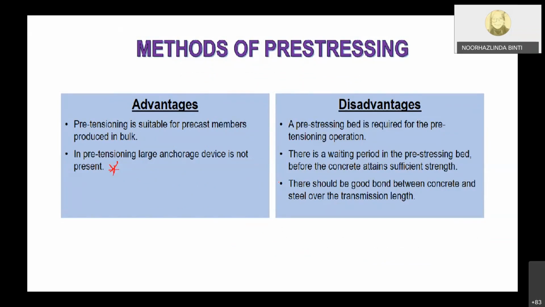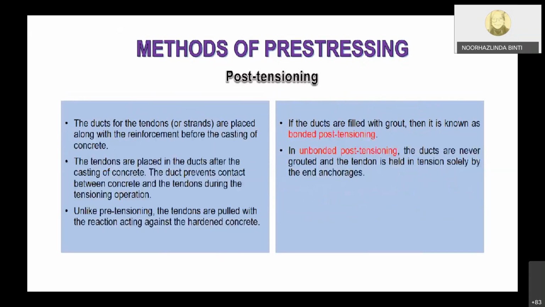Okay, disadvantages. A pre-stressing bed is required for the pre-tensioning operation. You need these things. There is a waiting period in the pre-stressing bed before the concrete attains sufficient strength, and there should be a good bond between concrete and steel over the transmission length. This one, Prof. Bud will tackle this topic. Okay. Next is post-tension, the second type of method of pre-stressing.